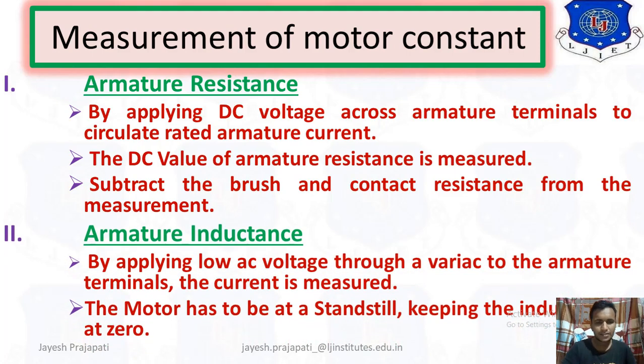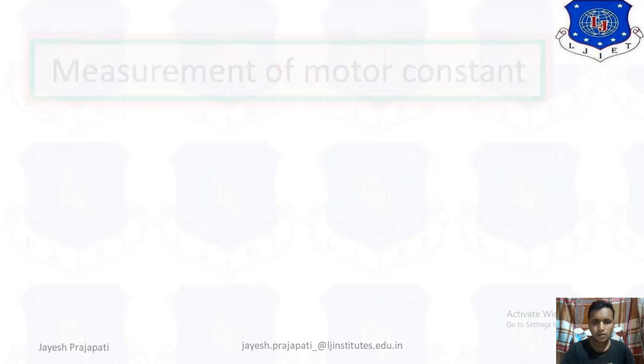Now second, the armature inductance. By applying a low AC voltage through a variac to the armature terminal, the current is measured. The motor has to be at standstill, keeping the induced EMF at 0. So that is the method to measure the armature inductance L. We have to make the induced EMF 0 because we are applying an AC supply through the autotransformer variac to the armature terminal. Now let us see this with the figures.